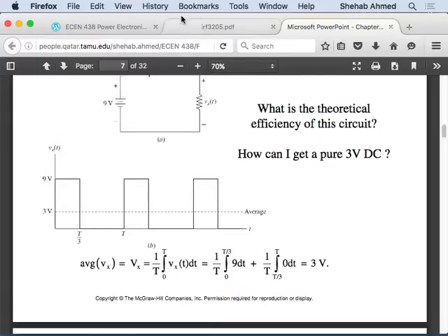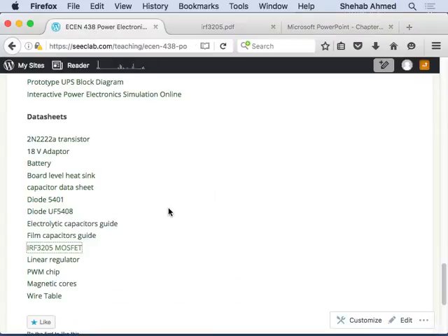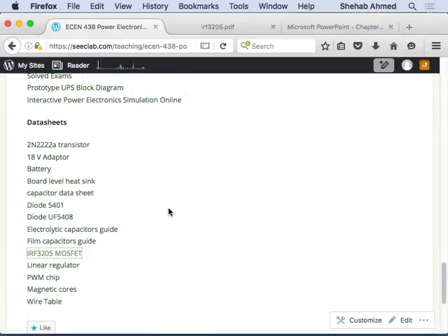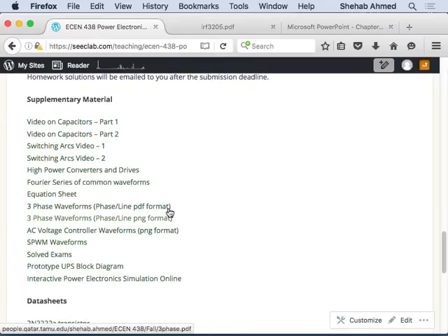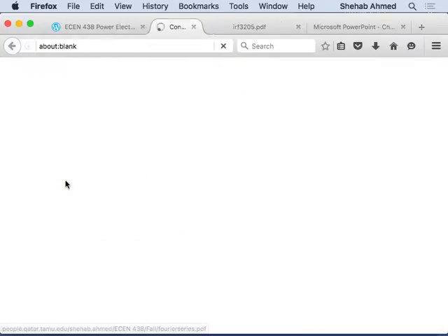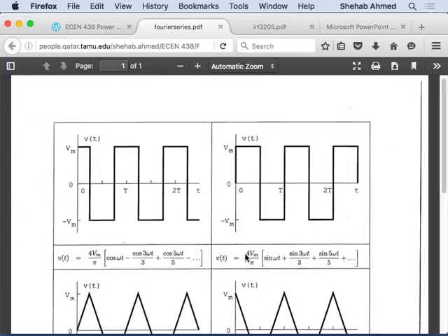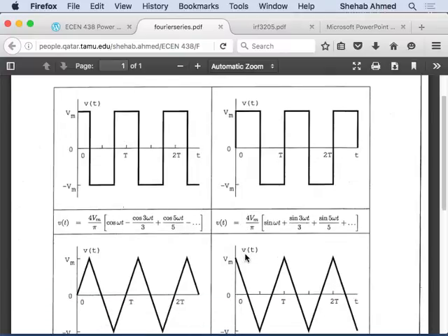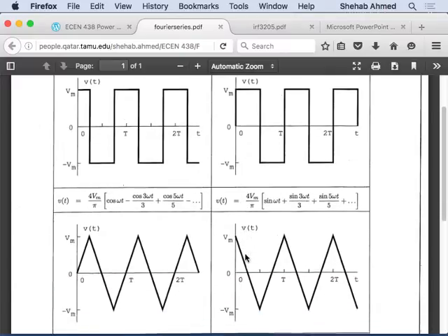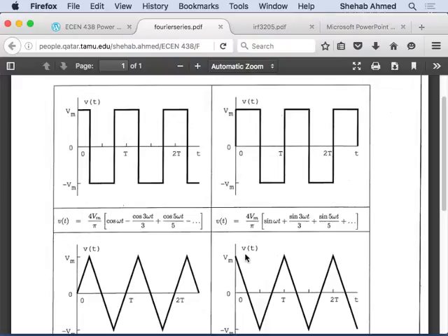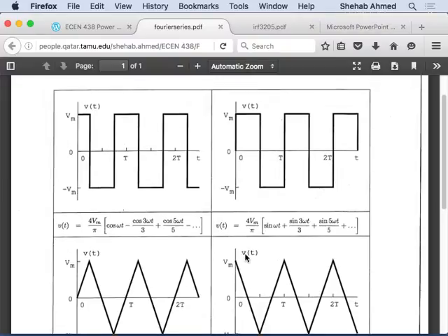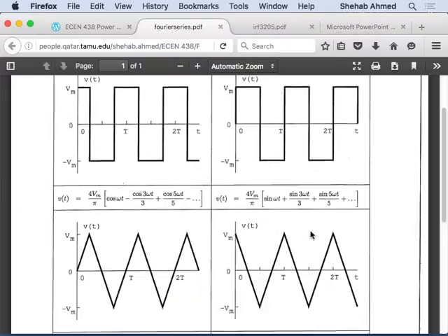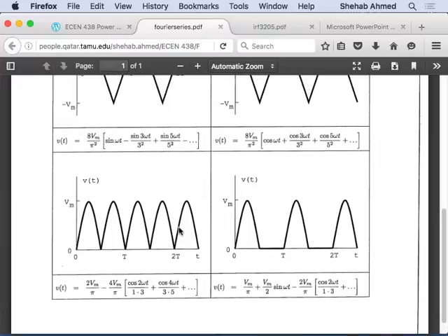Let's look at the Fourier series for this waveform. I have the Fourier series equation sheet here for you, with common waveforms. Let's look at the Fourier series for, fine, this is not exactly the same waveform because this one has an average value of 0.